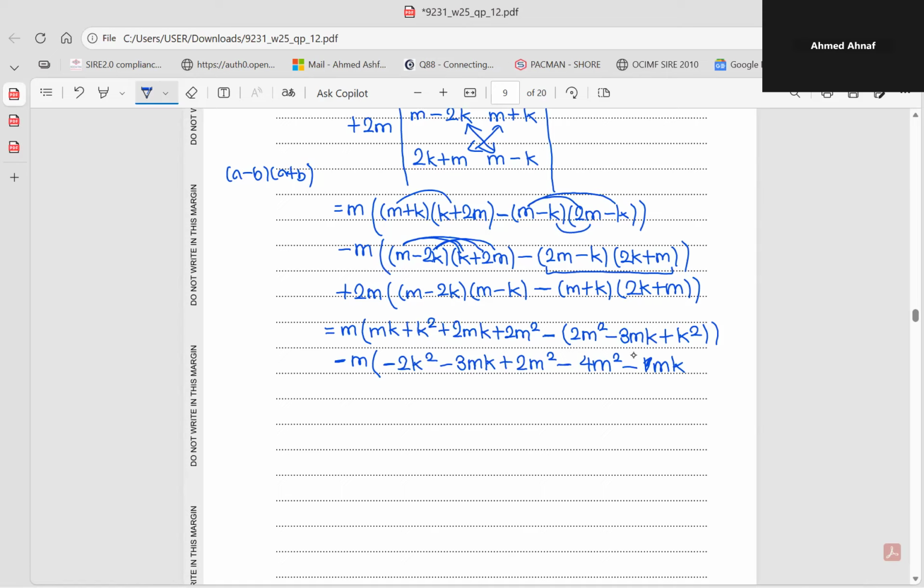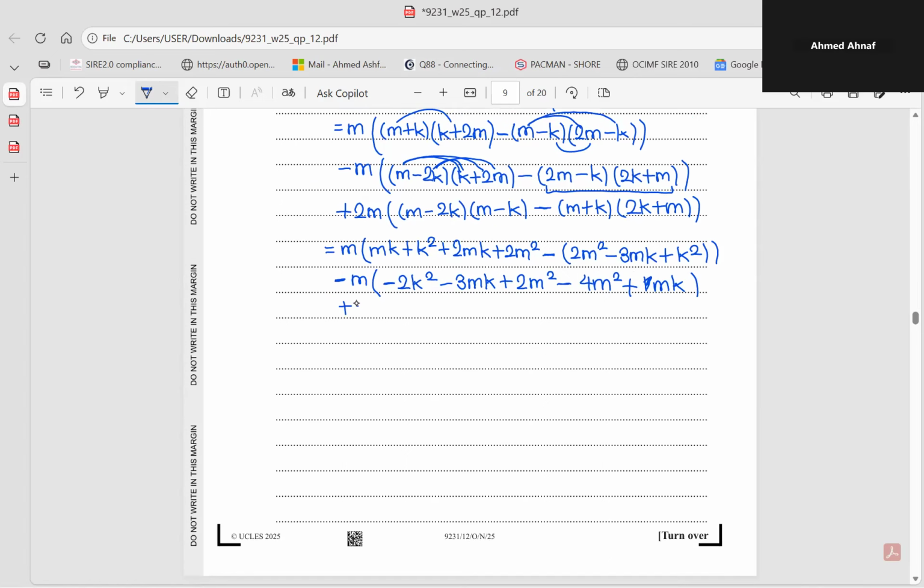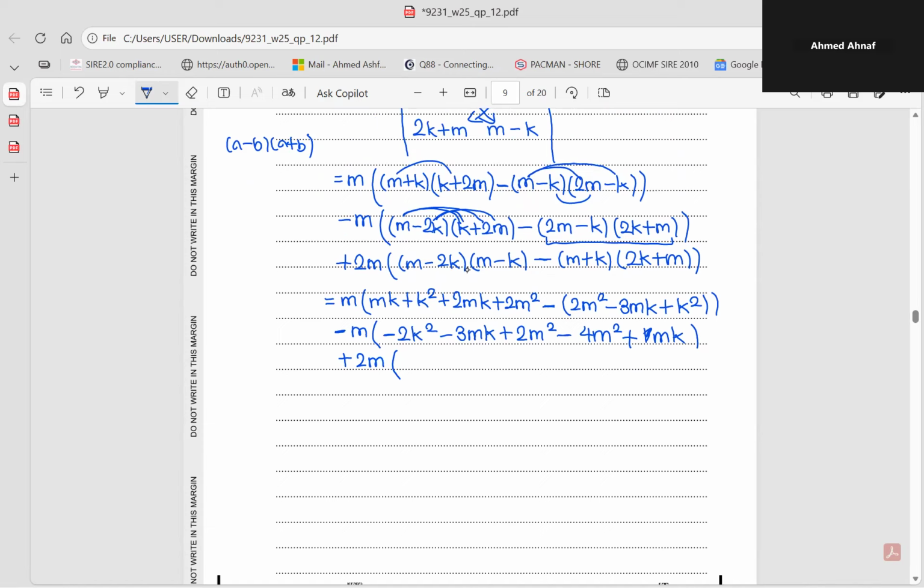But since there's a negative sign outside, this will become a positive, right? Then plus 2m. Okay, let's do the same for this. So minus 2k times negative k, that is 2k squared. And then the mk term, so minus 2k times m, so minus 2mk minus mk. So that's minus 3mk. And then m squared is m times m, so plus m squared.